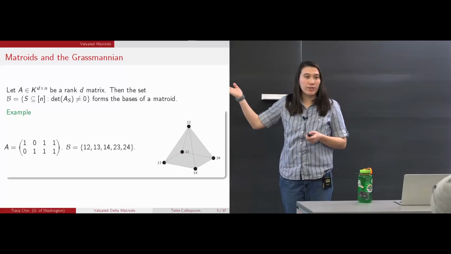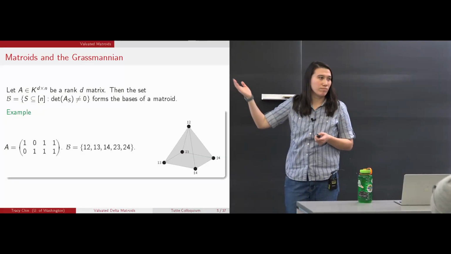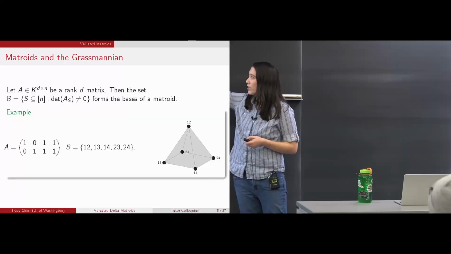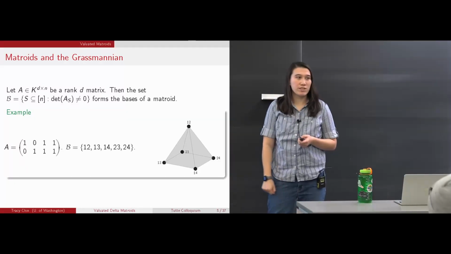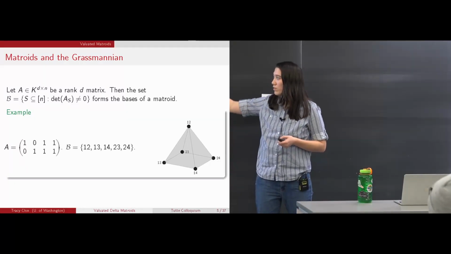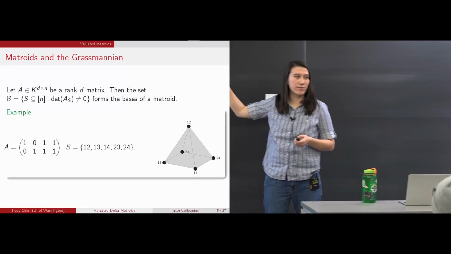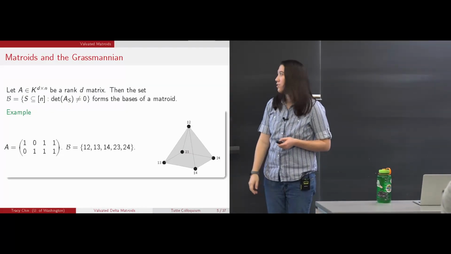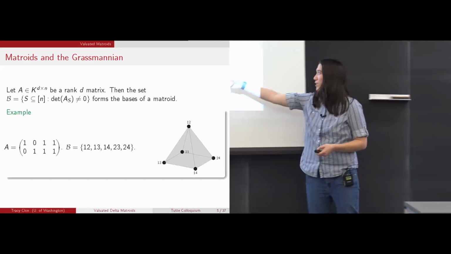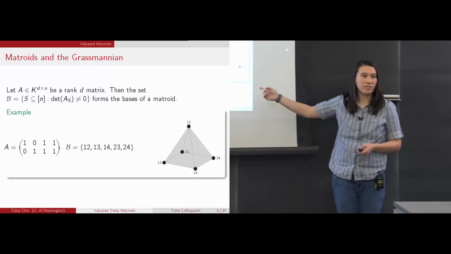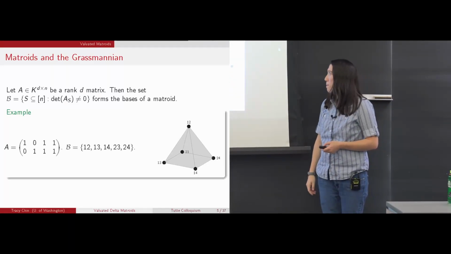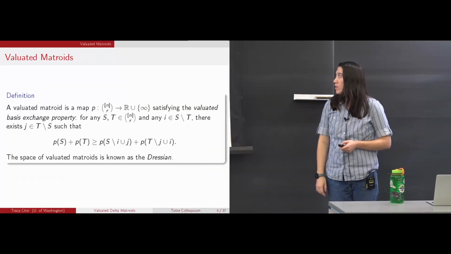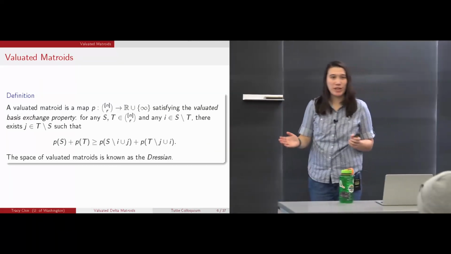One of people's favorite constructions of matroids comes from linear subspaces, the Grassmannian. If you take your favorite rank d matrix, and you look at which submatrices have non-vanishing determinant, these will give you the bases of a matroid. Here, I cooked up this matrix so that it's the same matroid we've seen on the last couple slides. Okay. So crash course on matroids over.